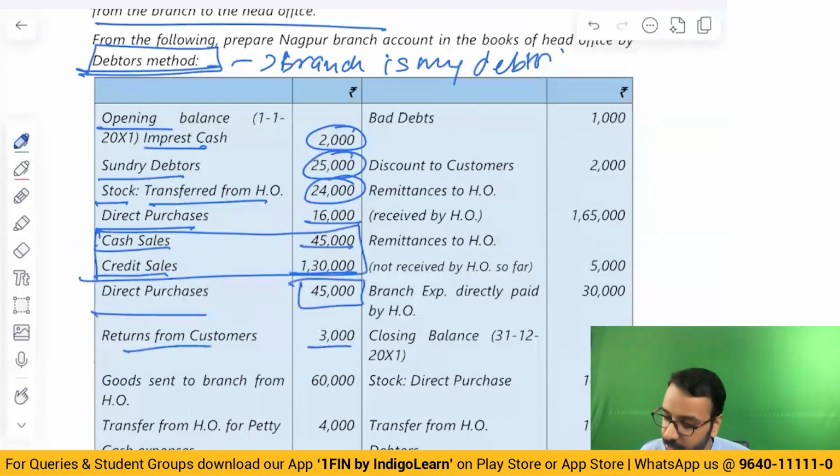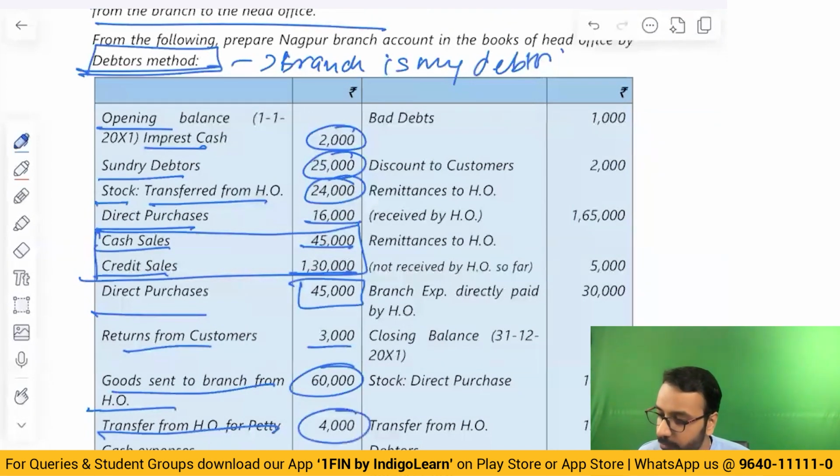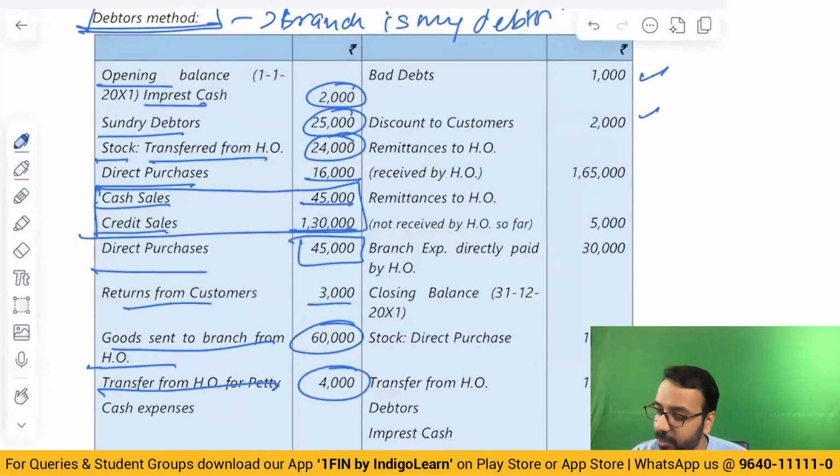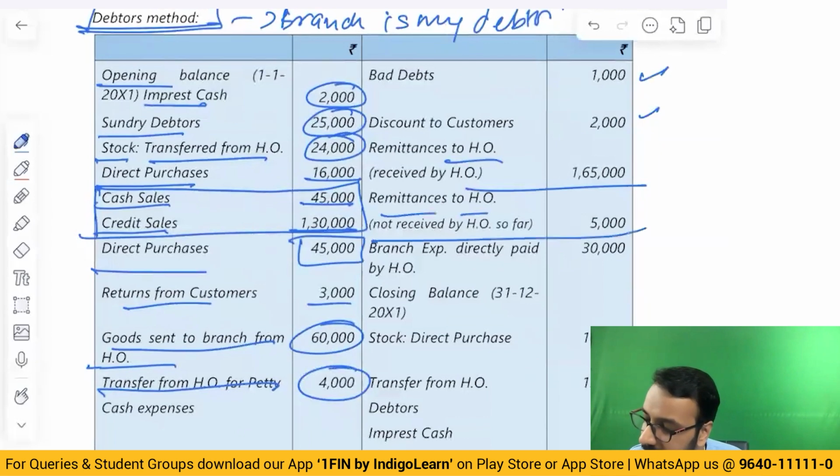Returns from customer 3,000, goods sent to branch from head office 60,000, transfer 4,000, bad debt, discount, remittances to head office not received by HO. So if not received, it will be a part of the closing balance. Branch expenses directly paid by HO 30,000, closing balance.